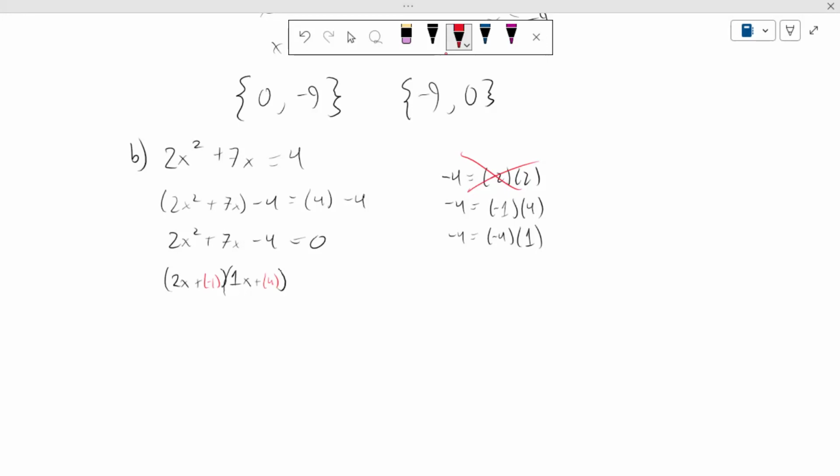But let's see if we can get this term right here. So 2x times 4 is 8x. Negative 1 times 1x, that's negative x. So 8x minus 1x is indeed 7x. We did it. So this is the correct formulation here. This is how we want to write negative 4. So now we have that my quadratic equation factors as 2x minus 1 times x plus 4. So we factored it now.